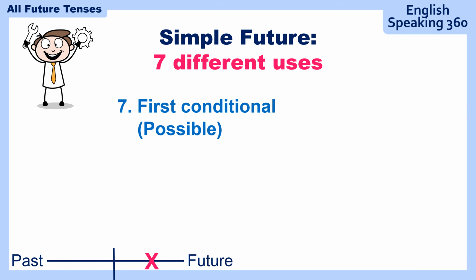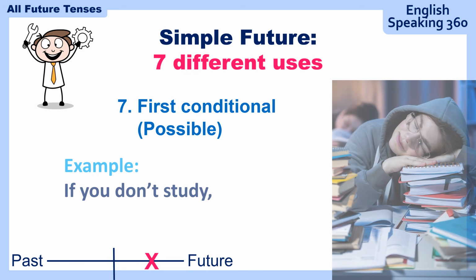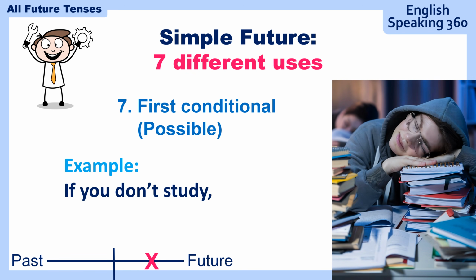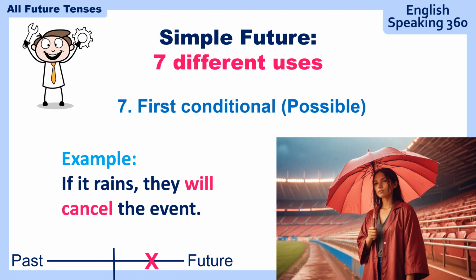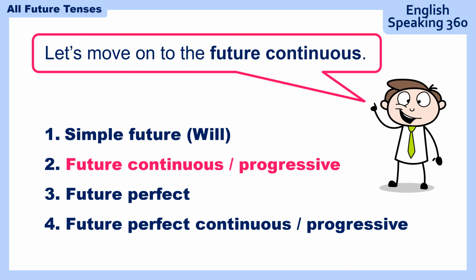Number 7, first conditional, a possible conditional. Here's the example. If you don't study, you will fail the exam. If you don't open your books, the consequence will be that you will fail the exam. Here's another example. If it rains, they will cancel the event. So they will cancel the event in case of rain. So it's also possible that it might rain.